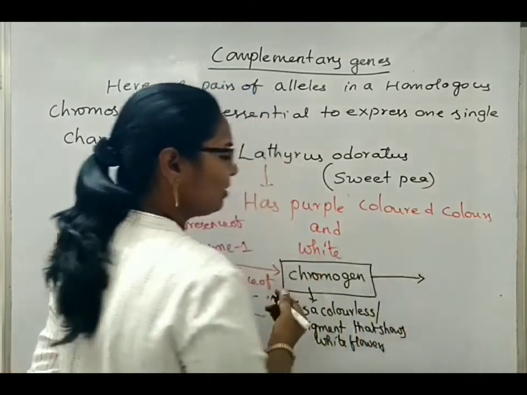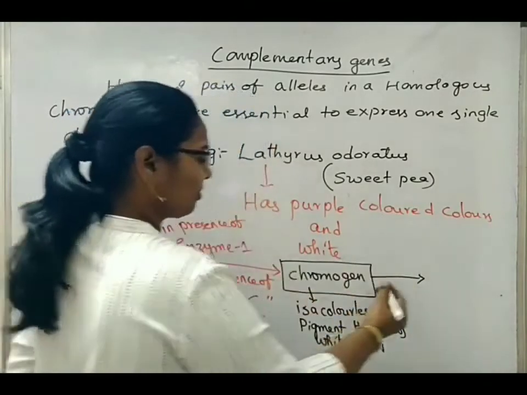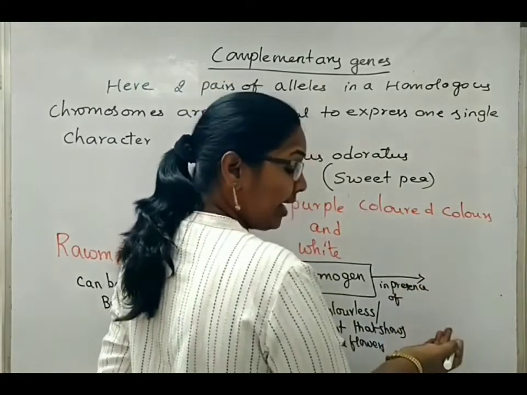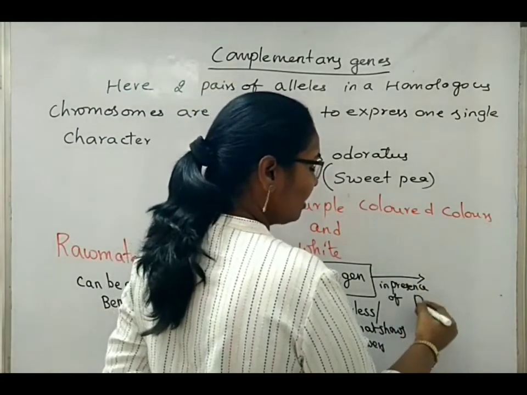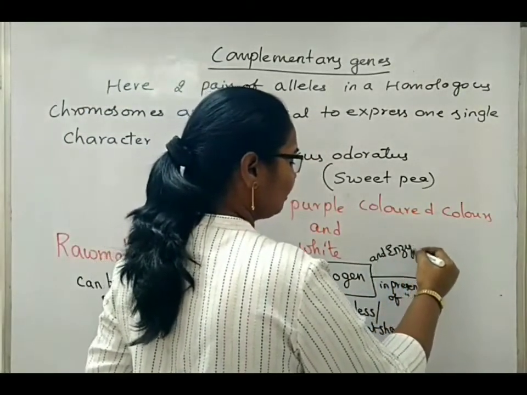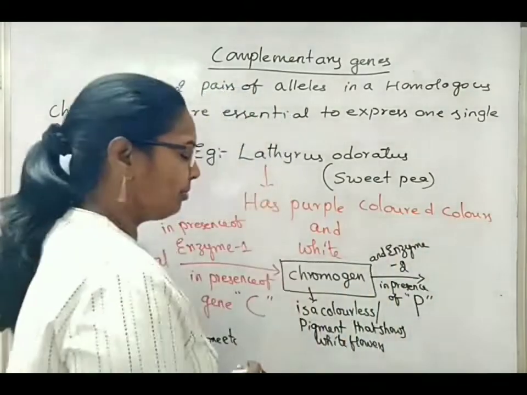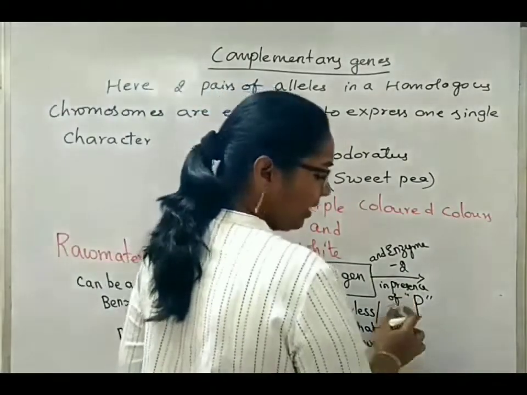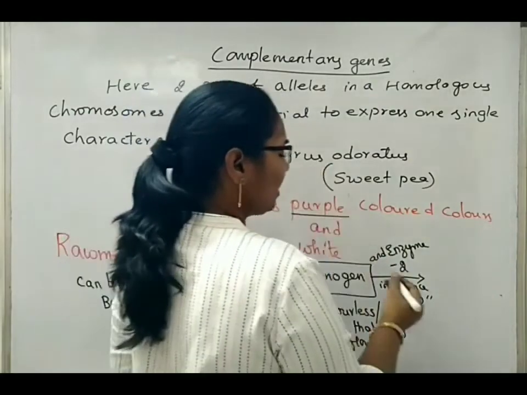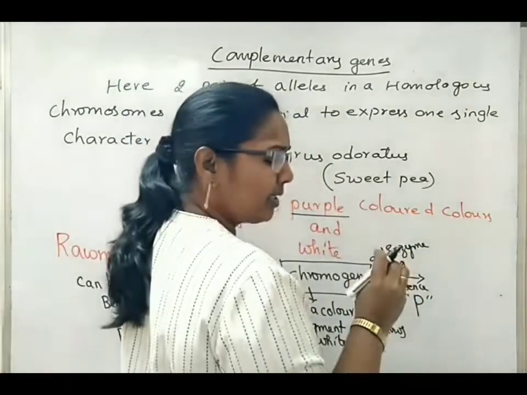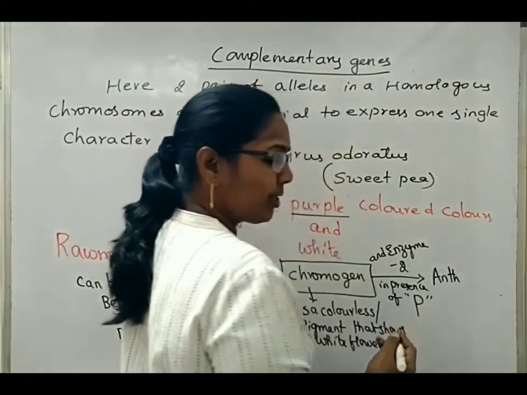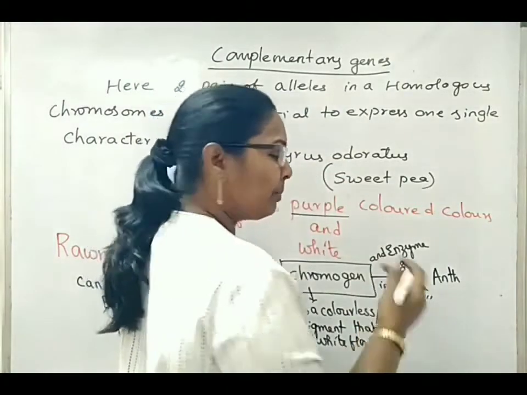This colorless pigment, again, in presence of, or in combination with, another type of allele form, that is P, and another type of enzyme, that is 2. I am writing 2 because we have seen different types of raw material. Then it gives out the character that is finally purple colored, and the substance responsible for purple color is anthocyanin. That helps in production of anthocyanin pigment, which gives out purple color.